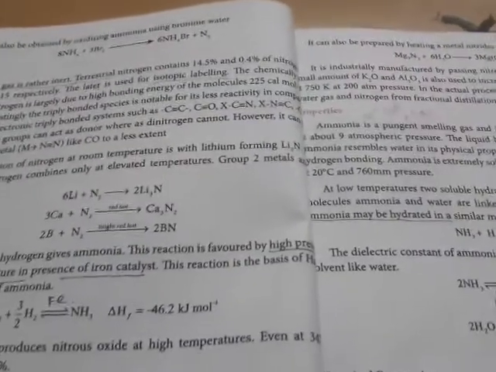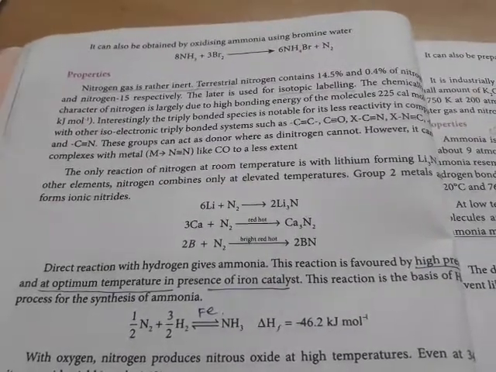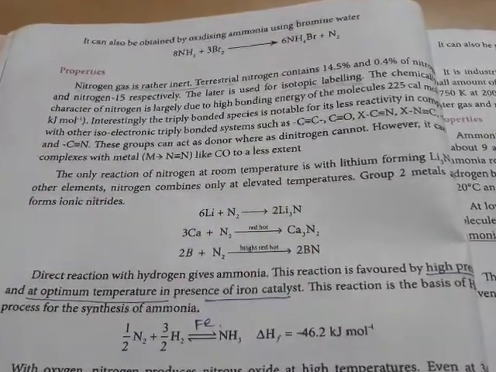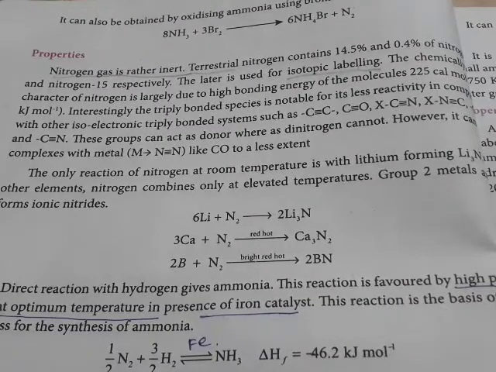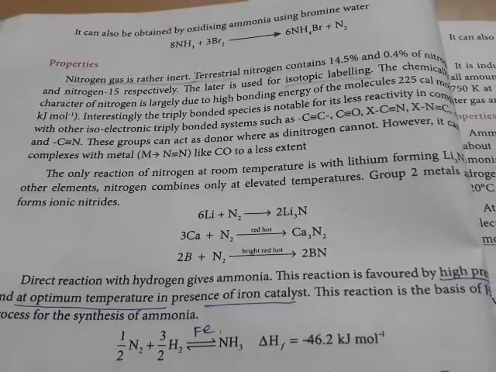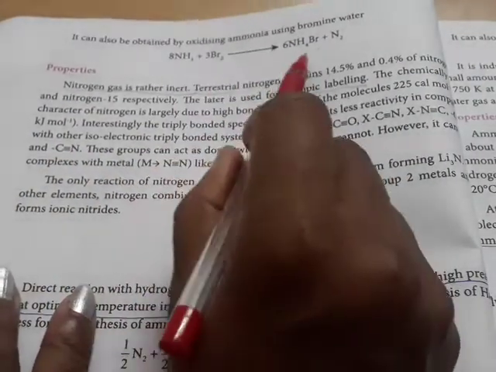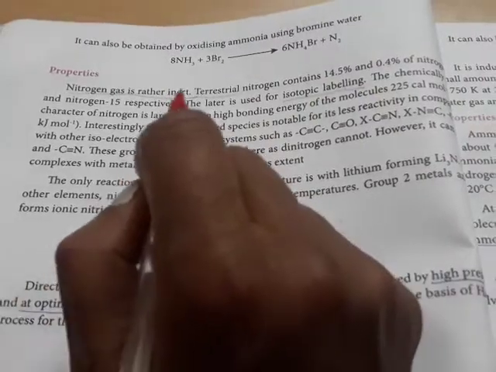Next preparation is to prepare nitrogen from ammonia. You react ammonia with bromine to form ammonium bromide and nitrogen. Next we are going to see the properties of nitrogen.